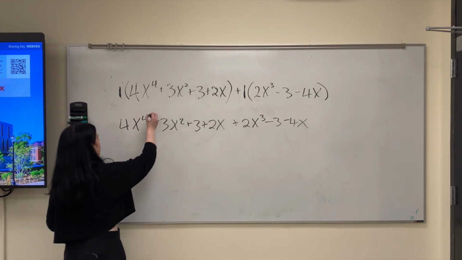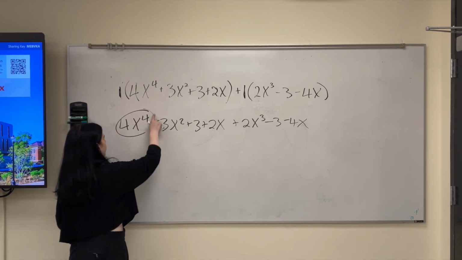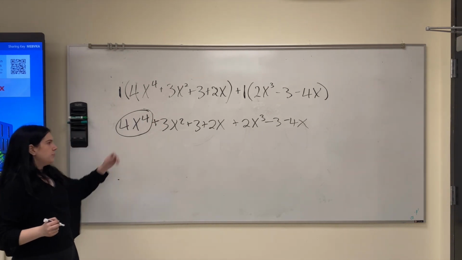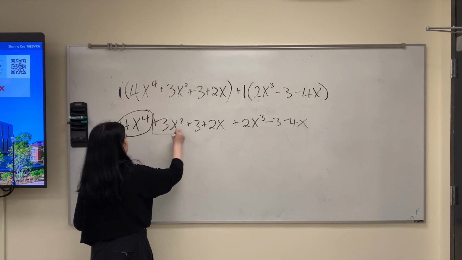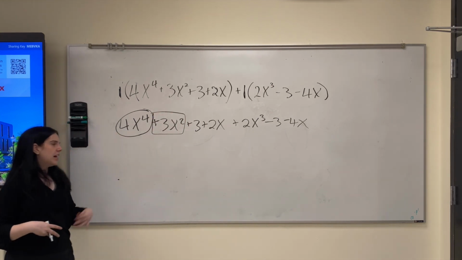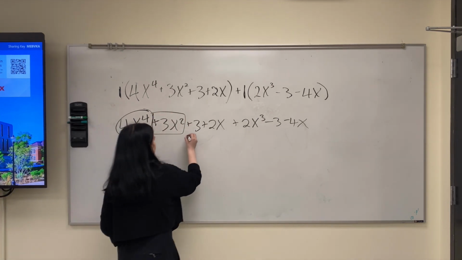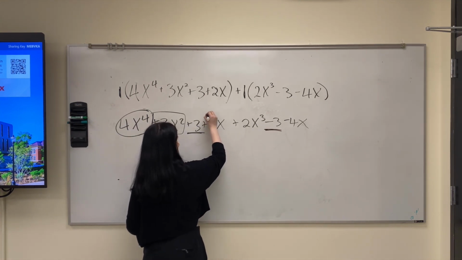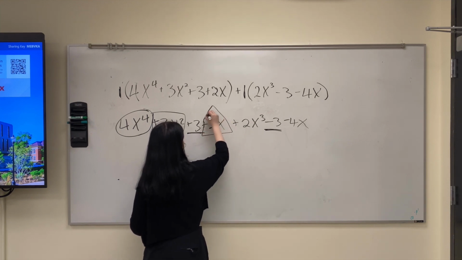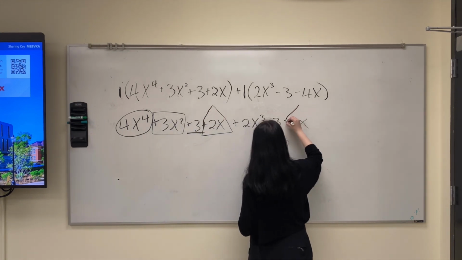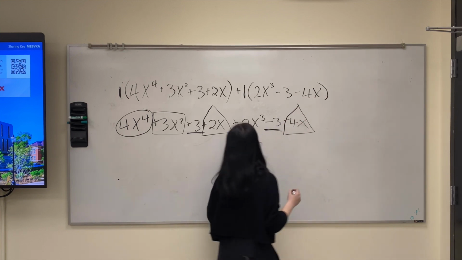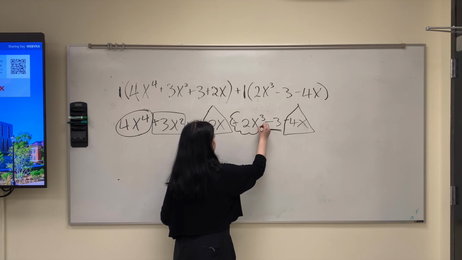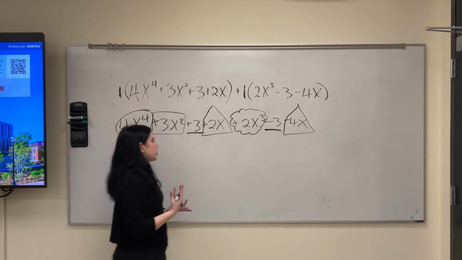So what I'm going to do is draw a circle around all of the x raised to the power of 4 terms, and there's only one of them. I'm going to draw a box around all of my x squared terms, and again, there's only one of them. I'm going to underline all of my constants. I am going to draw a triangle around all of my x terms. And then I am going to draw a little cloud around all of my terms containing x cubed.